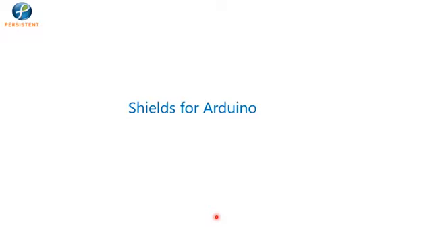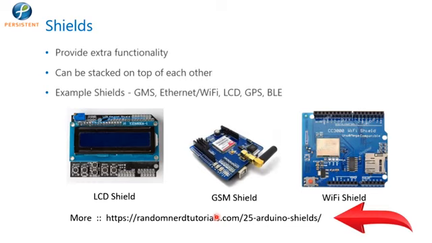Let us talk about some external shields that we can attach to Arduino. What are the shields that we have already talked about in the first module, that provide us the extra functionality, which can be stacked on the top of each other. A couple of examples of shields could be the GSM shield, which looks like this, and the Ethernet Wi-Fi shield. Let us say this is the board.